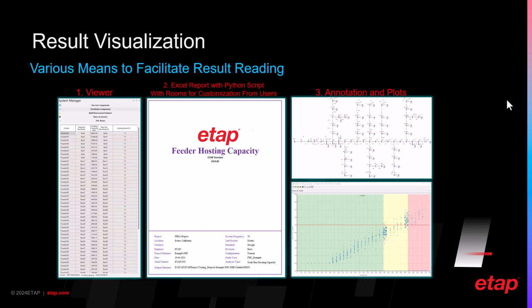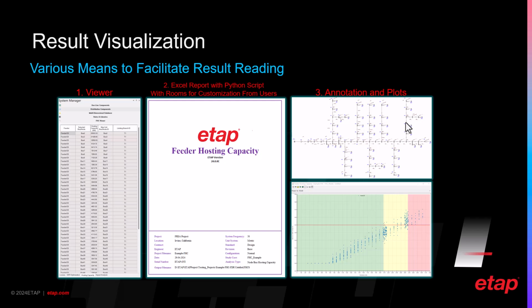Then result visualization. Once you perform your desired study, we have different types of result visualization techniques depending on what you need. We have the viewer, which provides a tabulated result of hosting capacities for different buses, minimum hosting capacity, maximum hosting capacity. We also provide an Excel report with a Python script with room for customization from users, so that you can use these reports for more formal presentations and more formal requirements. And this will provide very detailed results on what's going on.